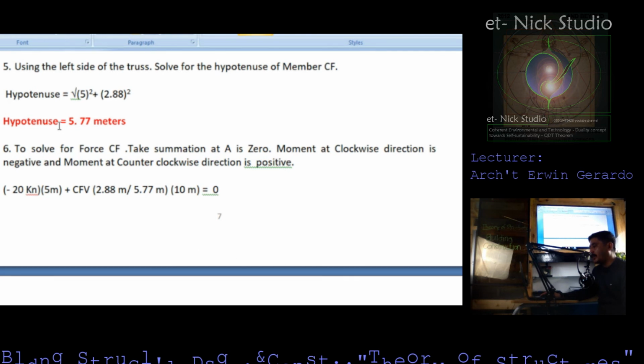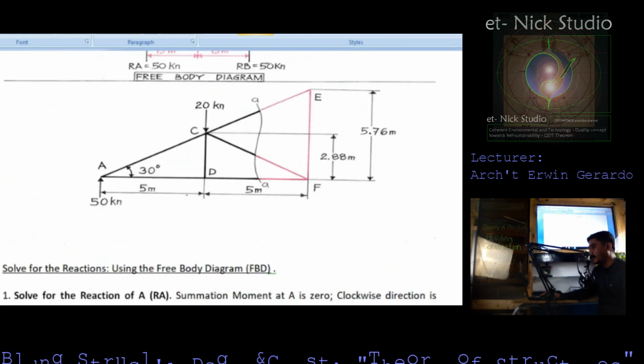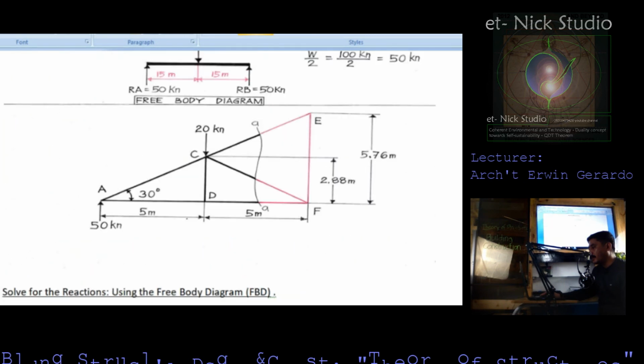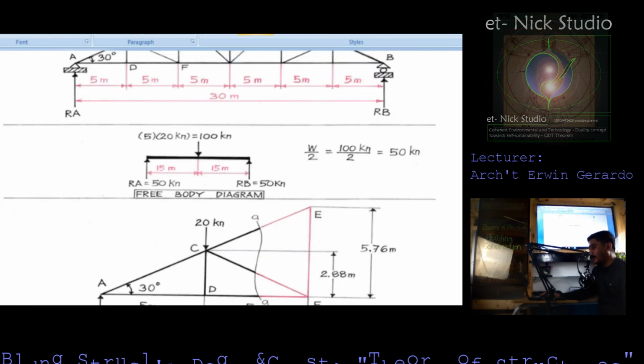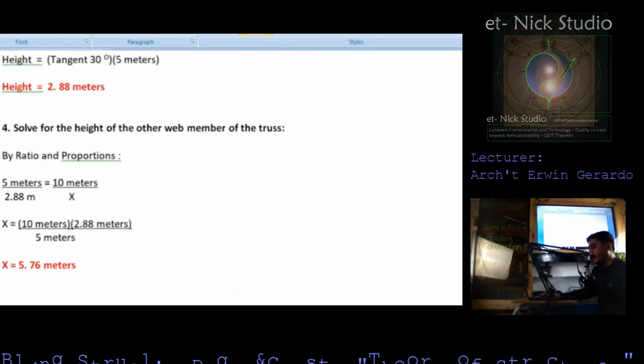So under number 5, the left side of the truss, solve for the hypotenuse of the member CF. Hypotenuse 5 squared plus 2.88 squared. Hypotenuse therefore is 5.77. So meaning you're able to come up with same answer as this.